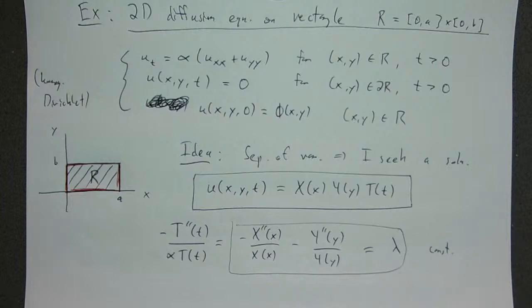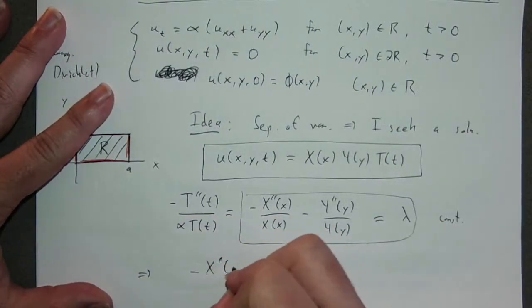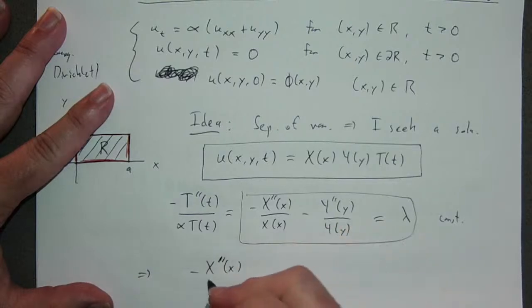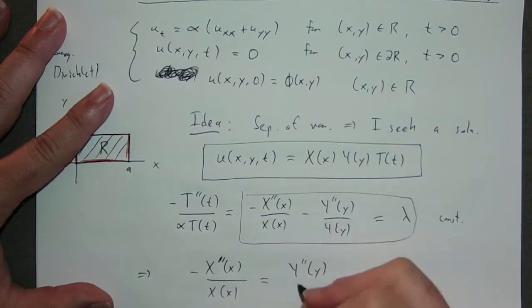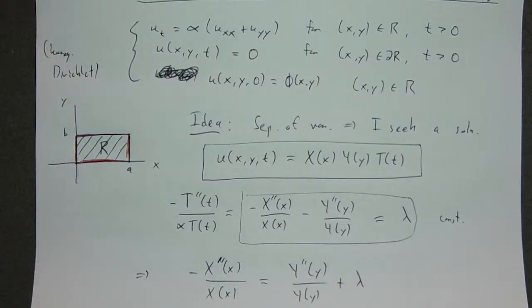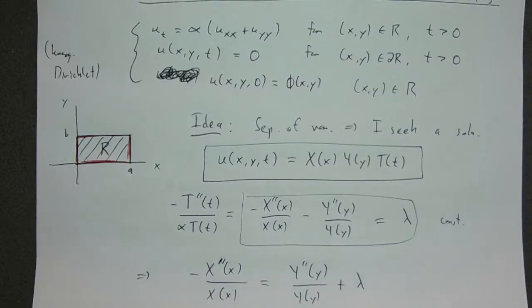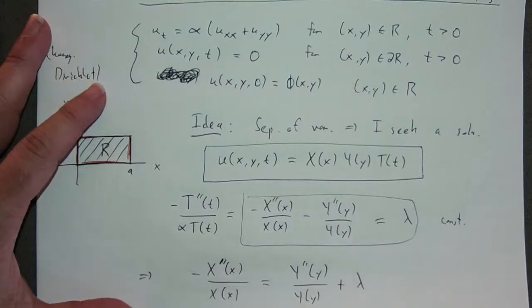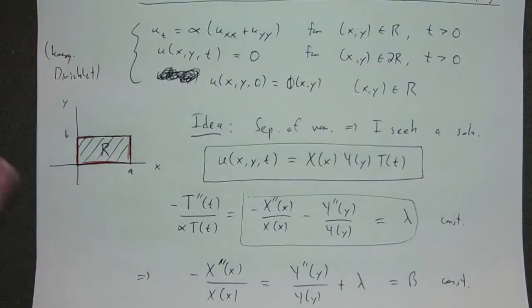So I take this equation and I add Y double prime over Y to both sides, and I get that minus X double prime of x, let me make sure that's clearly a double prime, is equal to Y double prime of y over Y of y plus lambda. And now I have something depending only on x, and on the right something depending only on y, because this is just a constant. So this must also be a constant. We'll call this beta.